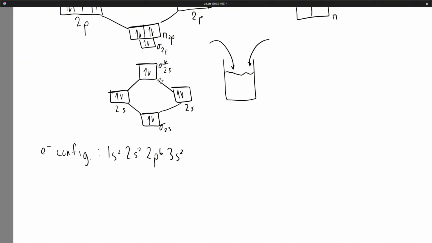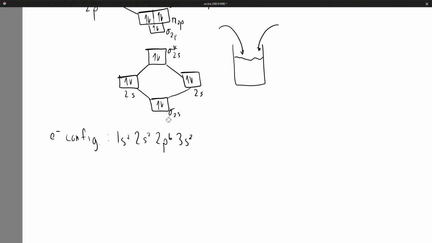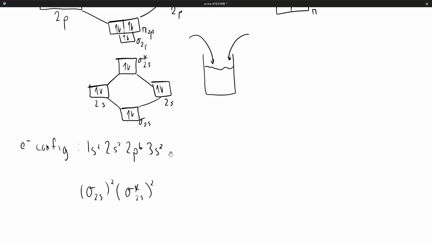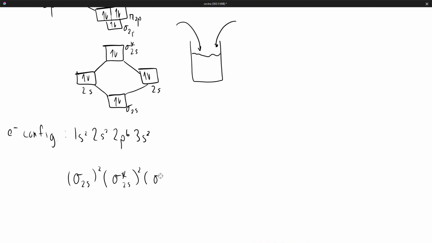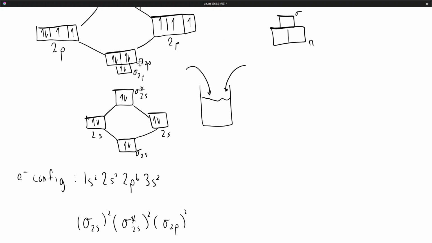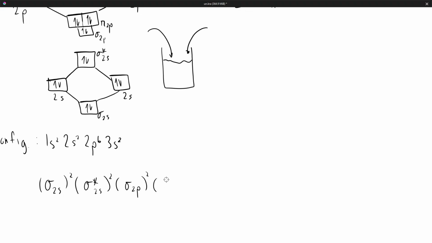So we start from bottom to top. The first one is sigma 2s. That one has 2 electrons in it, so we put 2. Then sigma star 2s, that one's also got 2 electrons. Now we go to sigma 2p. That one's got 2 electrons as well. Now it's pi 2p right here. That one's got 4 electrons.